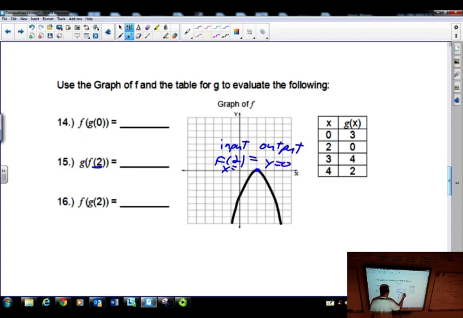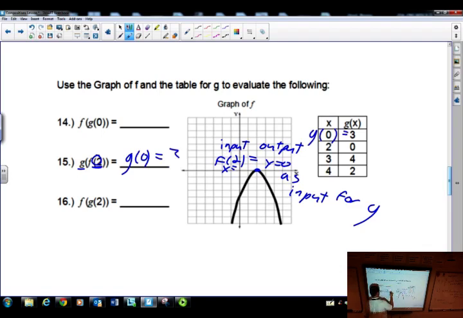So you're going to use this output as your input now for g. So now we say, well, f of 2 is 0, so now I'm going to do g of 0. I go over here to g of 0 and I get the number 3. So g of 0 equals 3. Bam! Did you get the right answer?